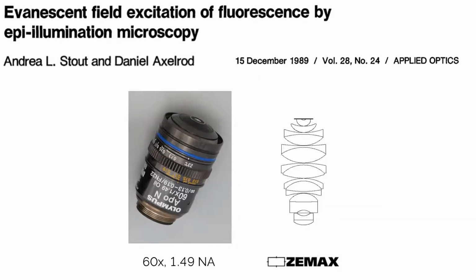The answer to this question is yes, and the solution was presented several years later by Andrea Stout and Dan Axelrod using an ingenious optical trick with high numerical aperture objective lenses. On the left, we see a modern-day high NA oil immersion objective lens. These lenses are very expensive due to the large number of optical elements within the objective barrel, consisting of exotic glasses, which, when shaped and used in the correct combination, lead to high spatial resolution, aberration-free images with high signal levels.